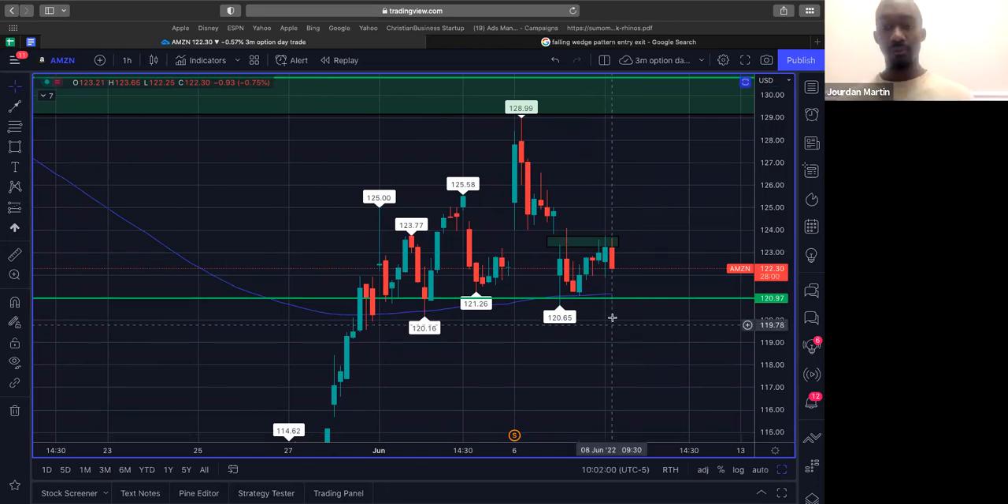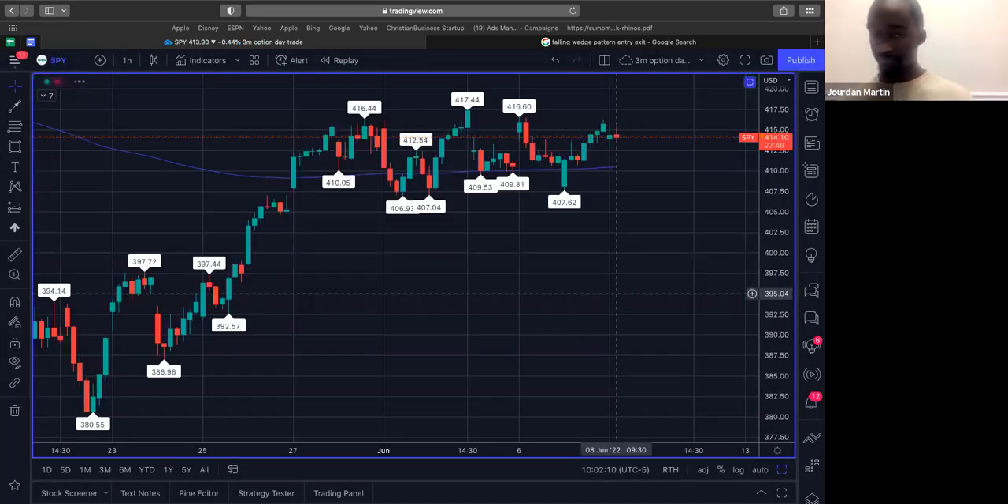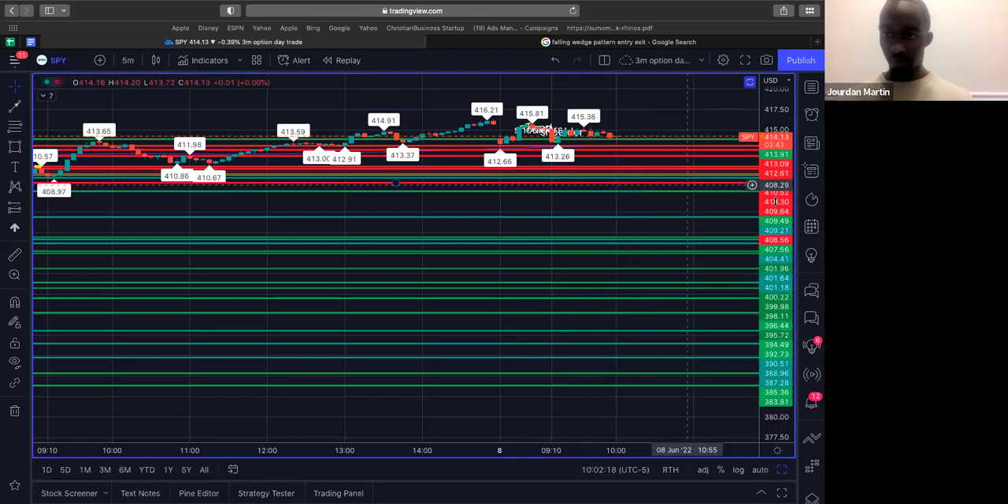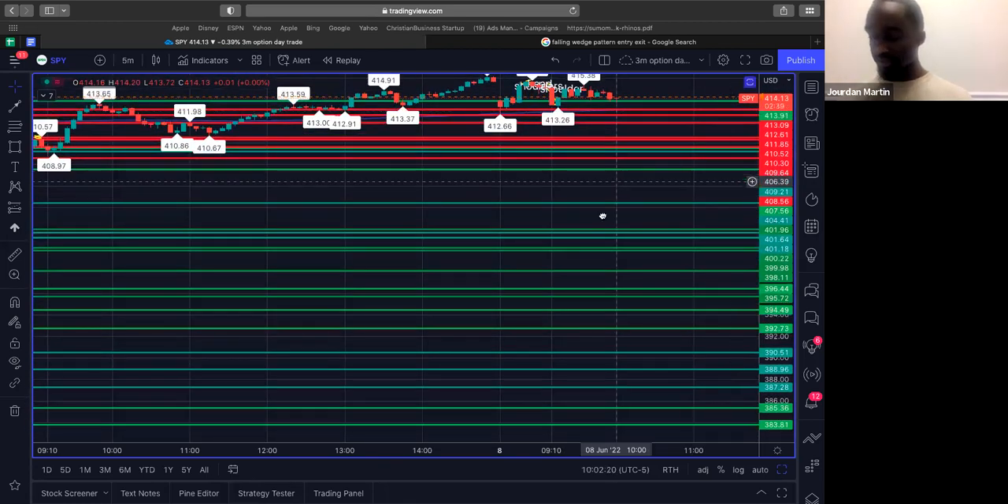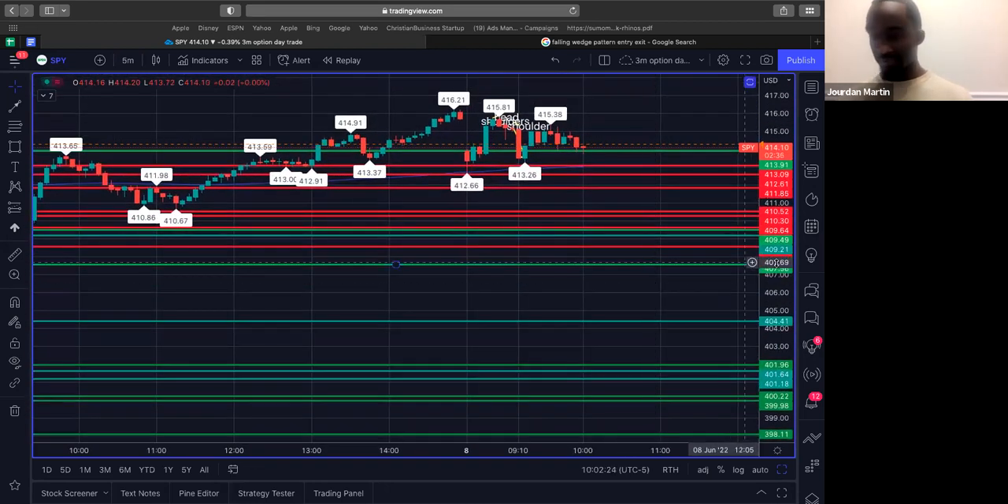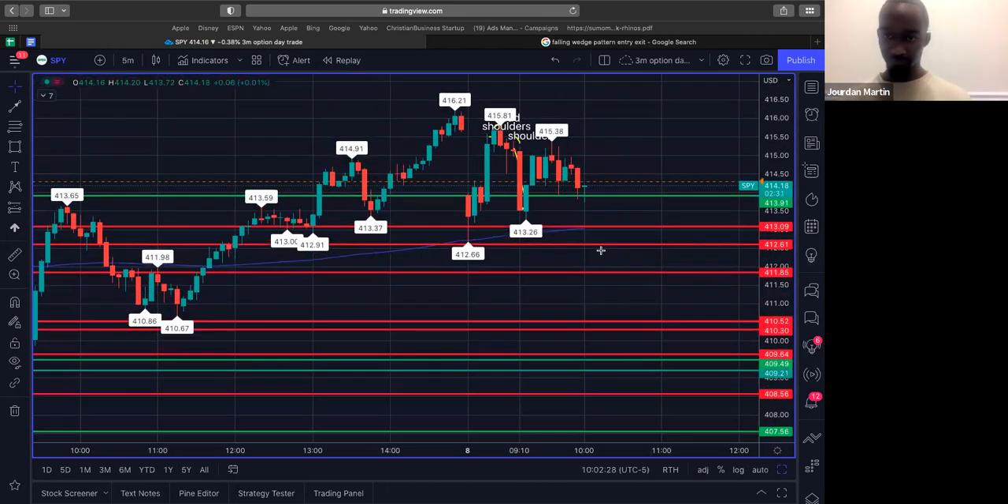Okay. So not seeing anything really on Amazon here. Probably just come back down and retest this. Not much movement there. SPY on the 5. Let me go look at it. SPY on the 5. SQ, I'm down 11% right now. 10% now. SPY on the 5.